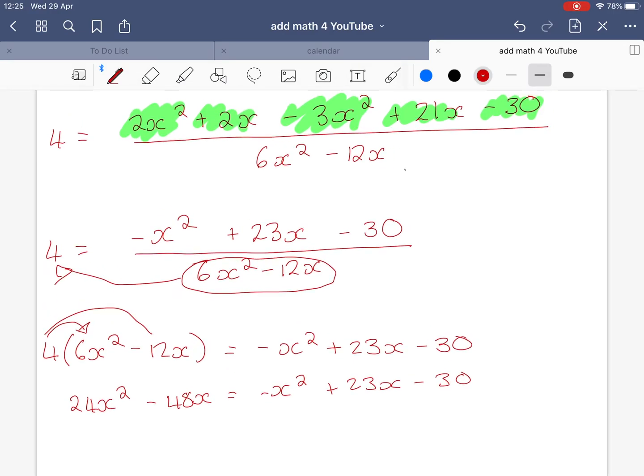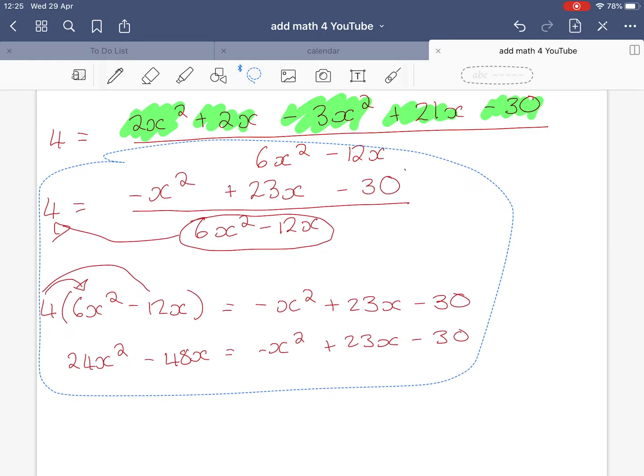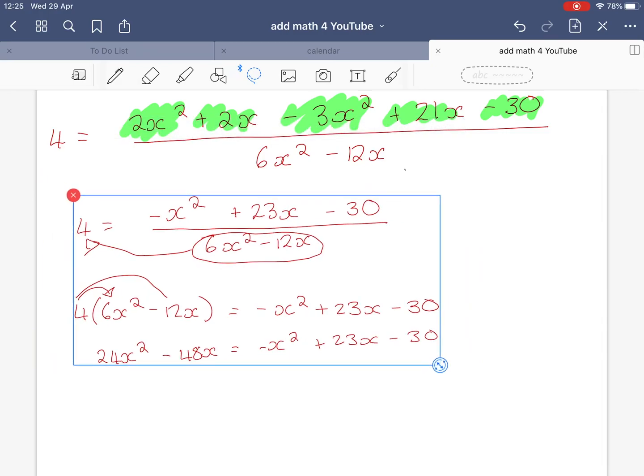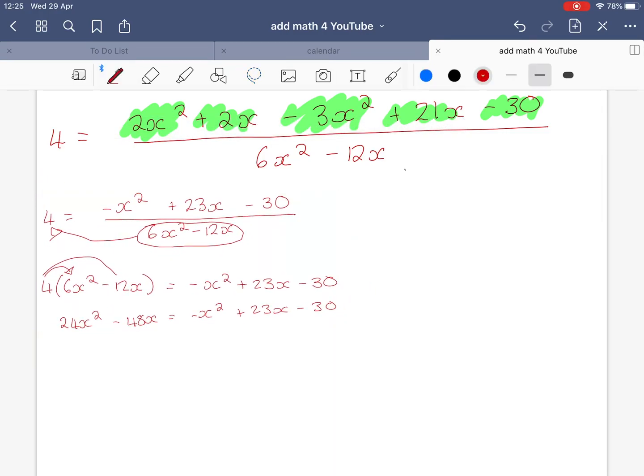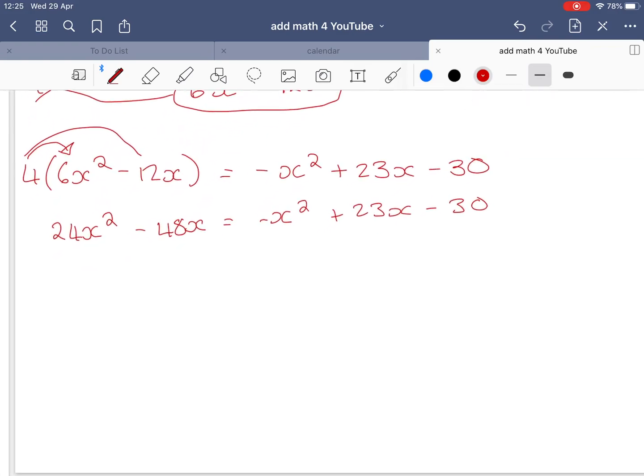We can then bring them all onto the one side. Oh, I'm running out of room here a little. Let me just move this up. Bear with me. Make it a little smaller. So I'm just going to move that. Sorry, I'm running out of room.